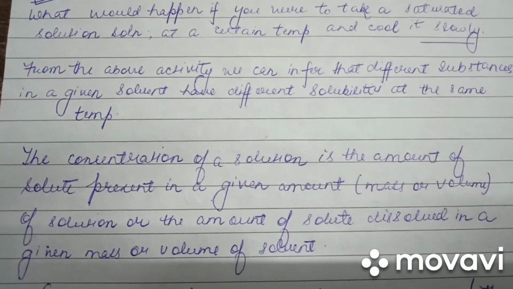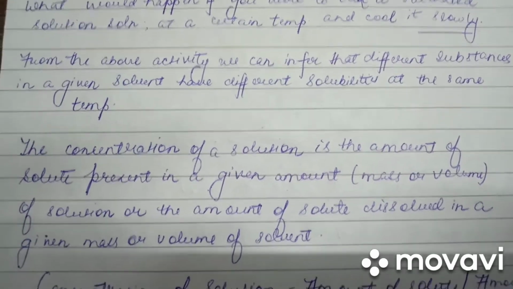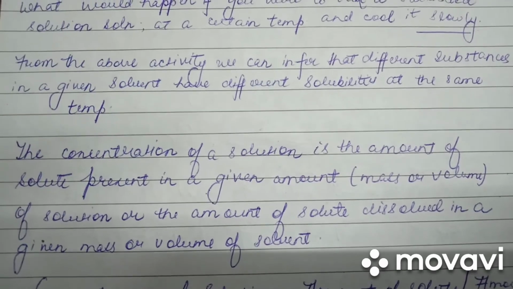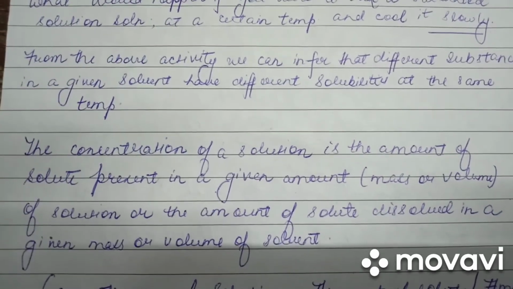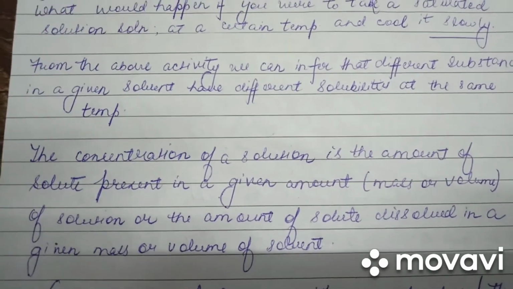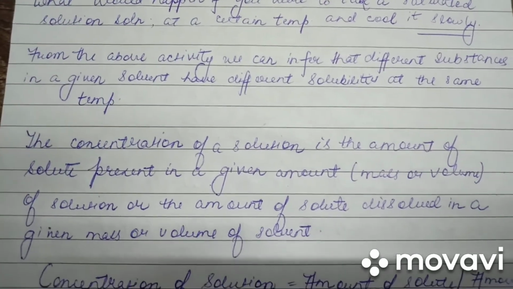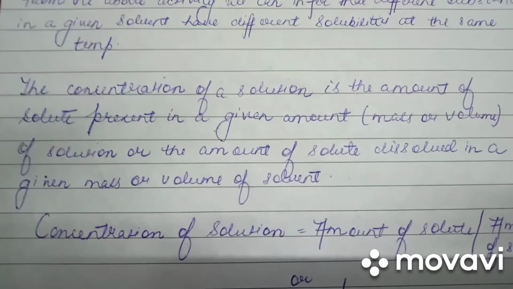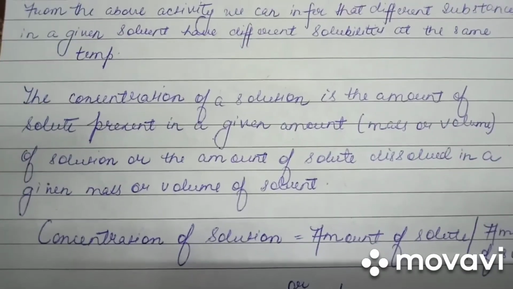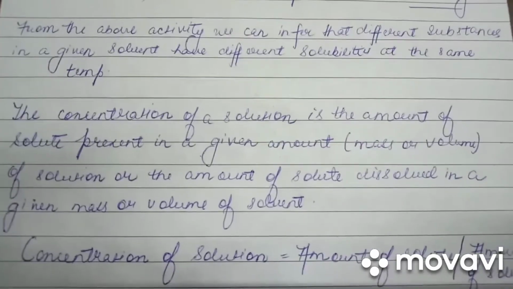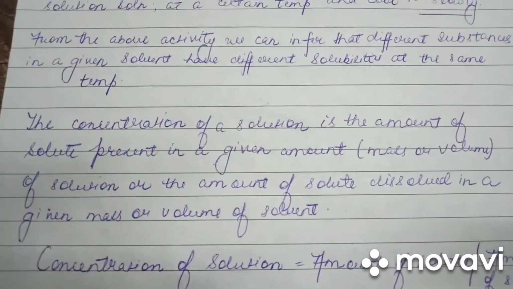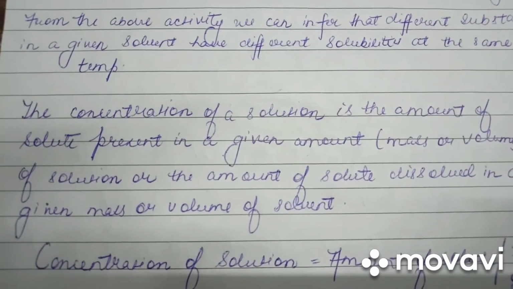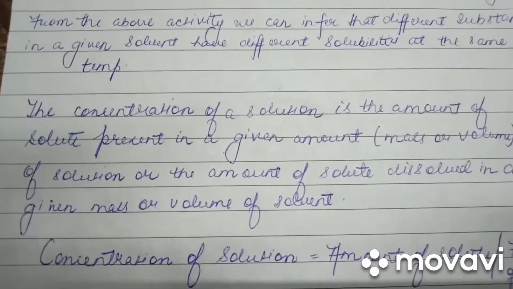From the above activity, we can infer that different substances in a given solvent have different solubilities at the same temperature. Solubilities depend upon a given solvent. The concentration of a solution is the amount of solute present in a given amount of a solution or the amount of solute dissolved in a given mass or volume of solvent. A solution is said to be highly concentrated if large amount of solute is present in the solvent.